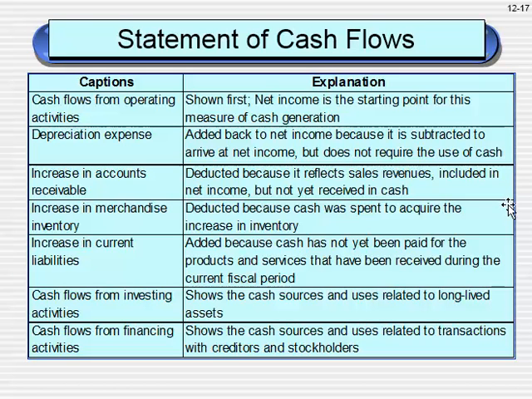Let's see, deductions. The reason we would deduct an increase in merchandise inventories is because cash was spent to acquire the increase in inventory. And we would add an increase in current liabilities because cash has not yet been paid for the products or services that have been received during the fiscal period.